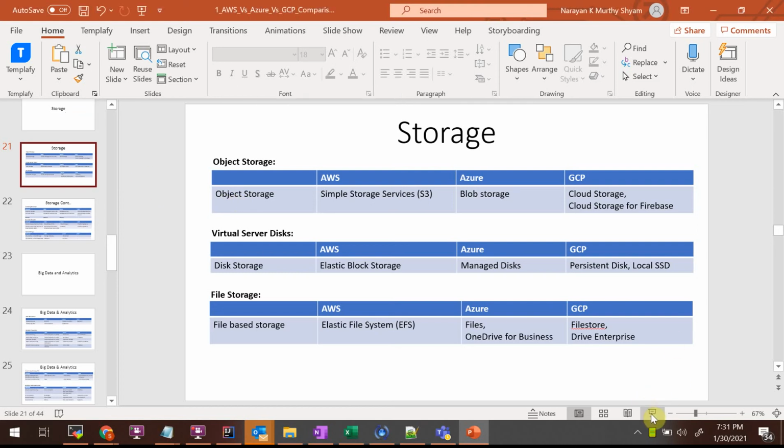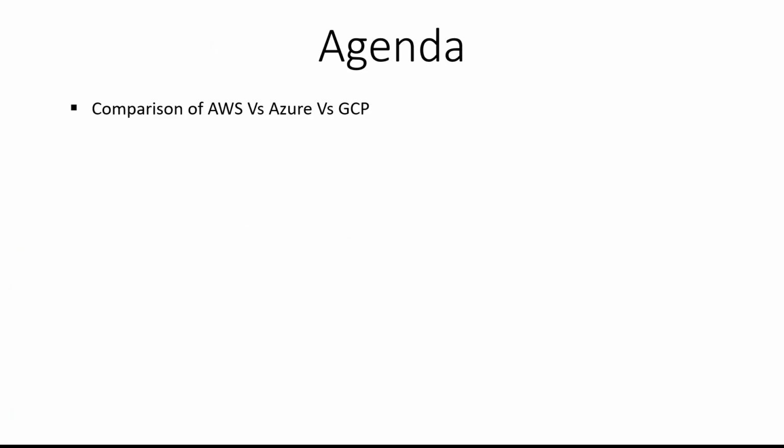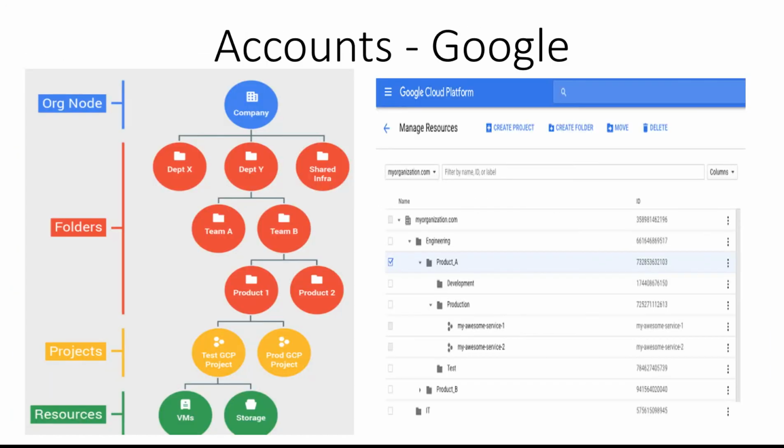Okay. So in the last two sessions, we were primarily looking at a comparison of various components within AWS, Azure, and GCP, and also trying to understand more about GCP in comparison with AWS and Azure. So in that aspect, we already looked at various components. I'm not going through that again because we've already gone through that.